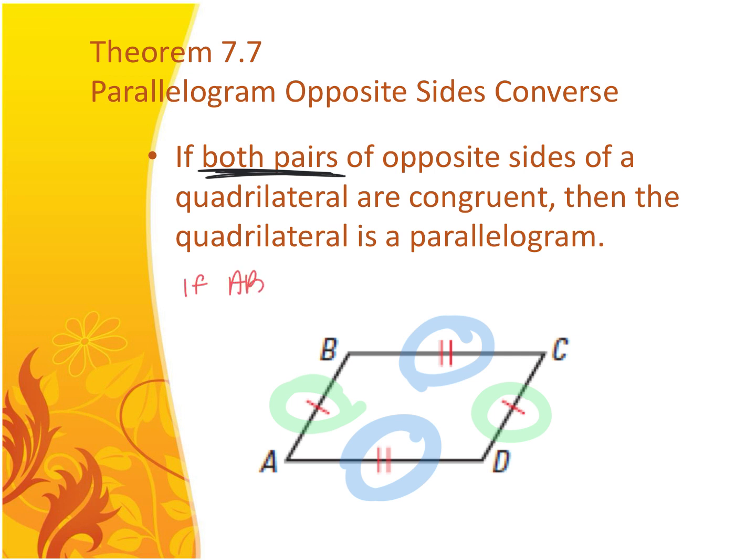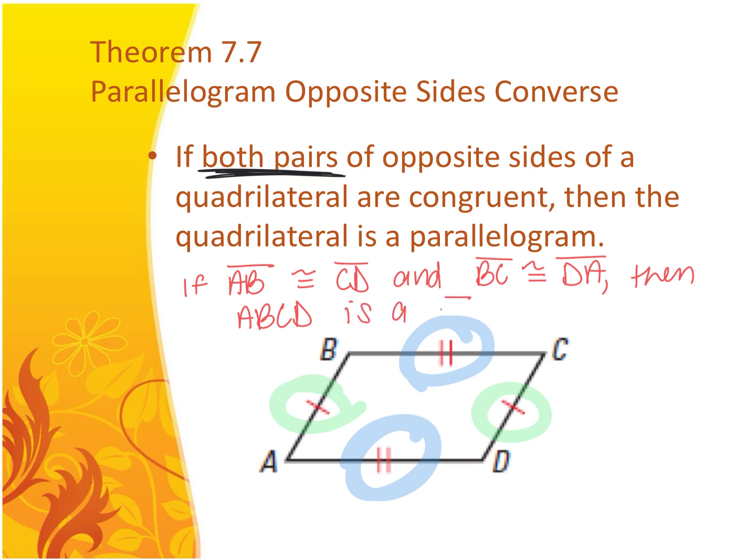If AB is congruent to CD and BC is congruent to DA, then ABCD is a parallelogram. So looking at this one, opposite sides, that's kind of key. And we're proving it to be a parallelogram, so it has the word converse in it. So opposite sides, converse. Parallelogram, opposite sides, converse.